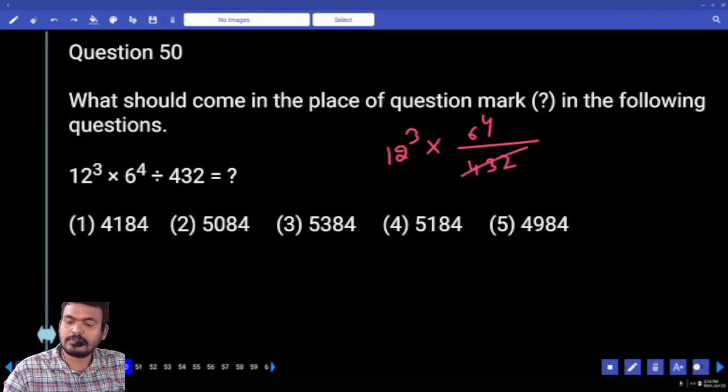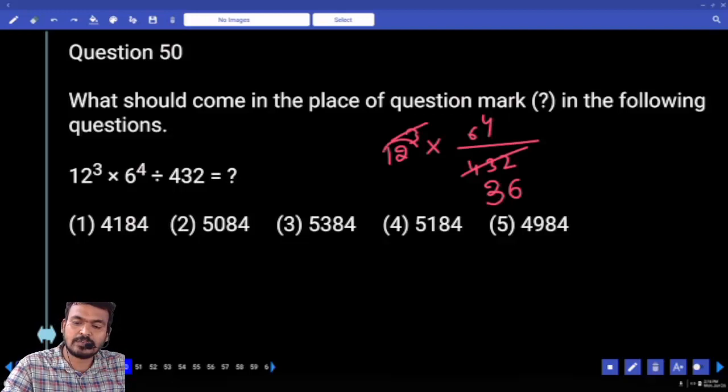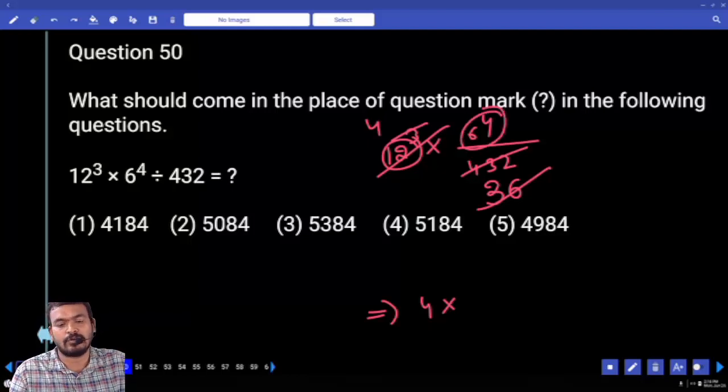Denominator 432, that is 12 multiple. 12 how many times? 2 times, 3 times. 12 3s are 36. Remaining 72. 72 means 6 times or not? Okay. Numerator power 3 cancel or not? What is the remaining? 12 square or 12? 12 square. What is the 12 square? 144. 36 how many times? 144. 4 times or not? And what is the remaining value? 4 into 6 power 4.